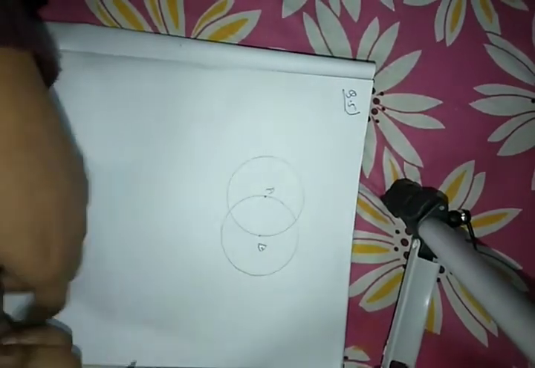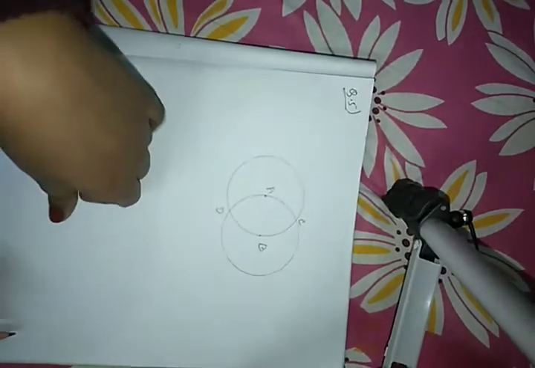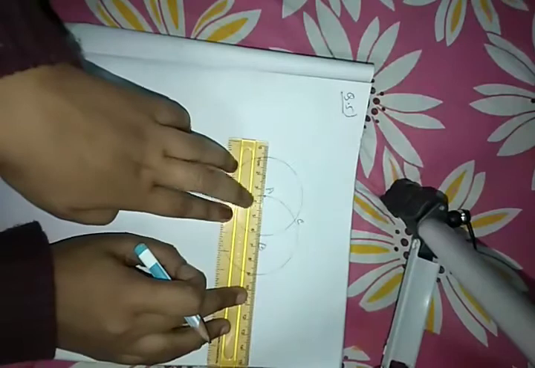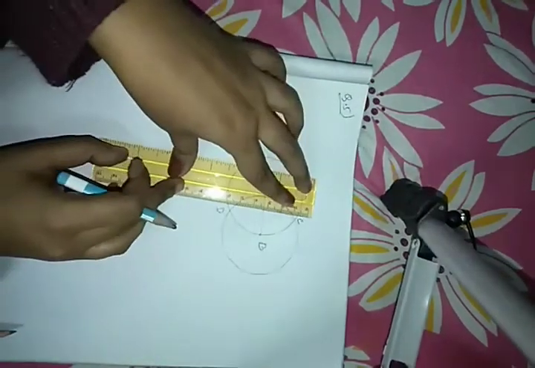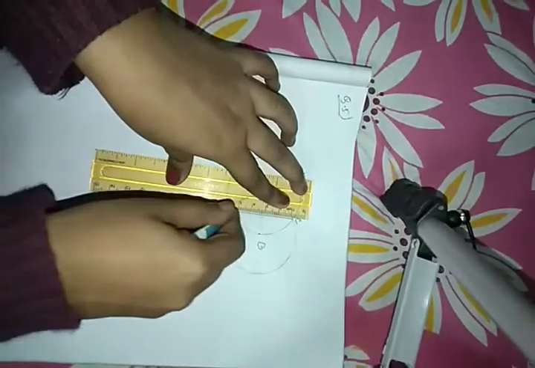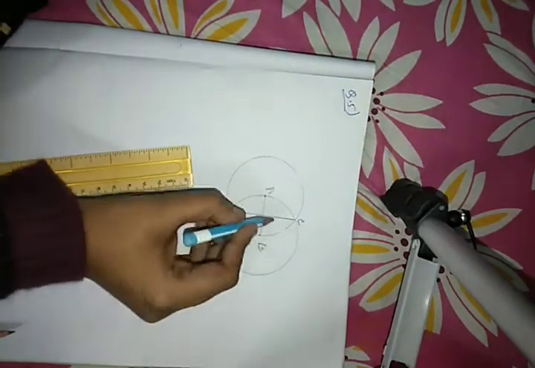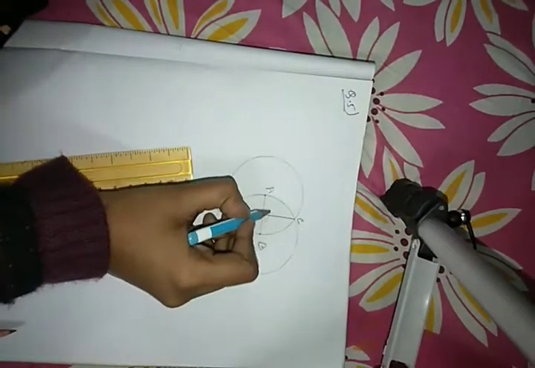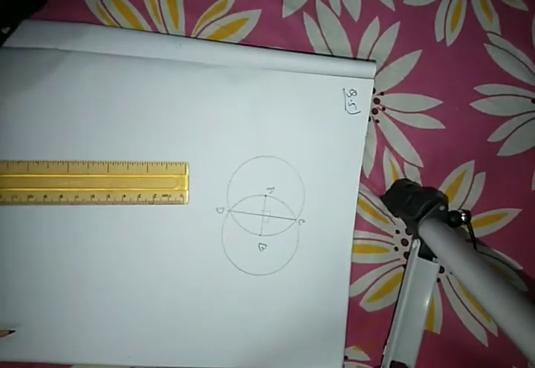Now they are intersecting at the points C and D. Now we will join the lines AB and CD. Now we have to examine whether they are at right angles or not. Yes, they are forming right angles. These two lines CD and AB are forming 90-degree angles. So this is done.